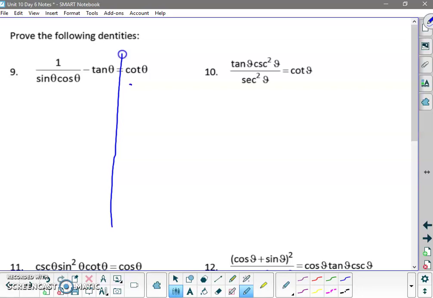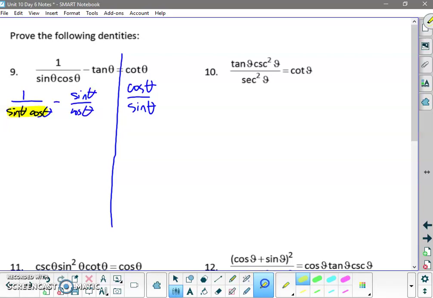Cotangent theta can be replaced with cosine theta over sine theta. Now over on the left side, I'm going to have to combine these two things, which means I need to get common denominators. So first of all, let's take tangent theta and rewrite that as sine theta over cosine theta. So I'll copy the first expression down, minus sine theta over cosine theta. Now I need common denominators. It's got to have sine theta cosine theta in the denominator. So I need to take this expression on the right and multiply it by sine theta over sine theta.